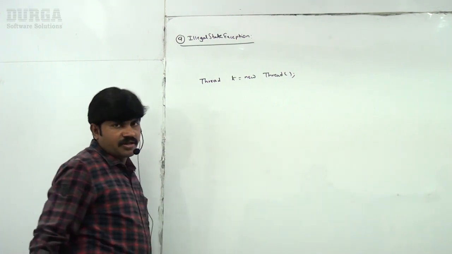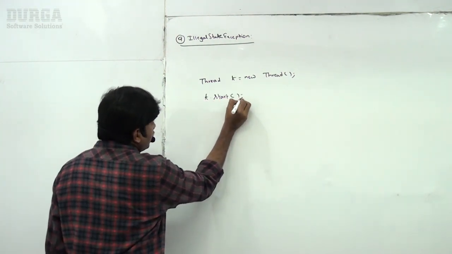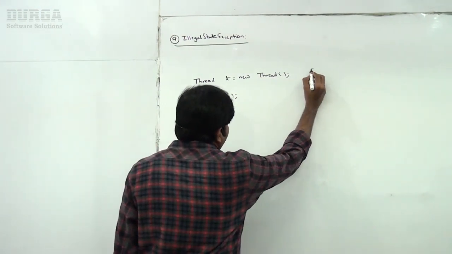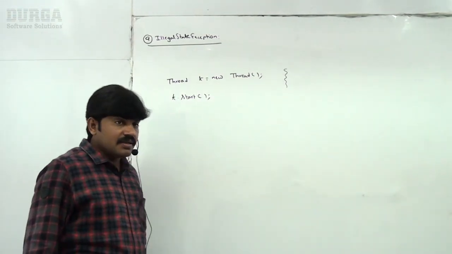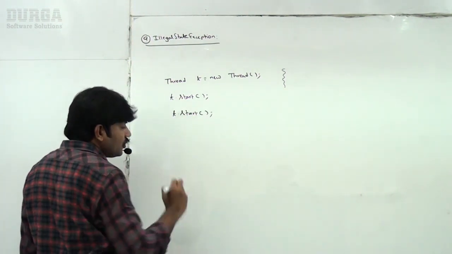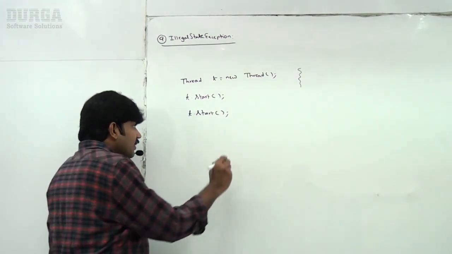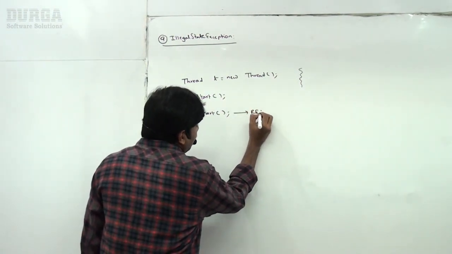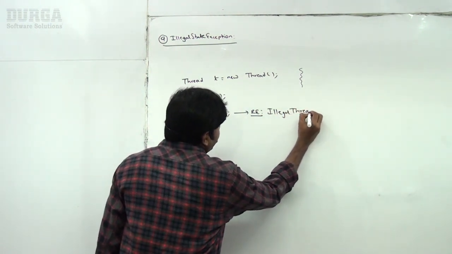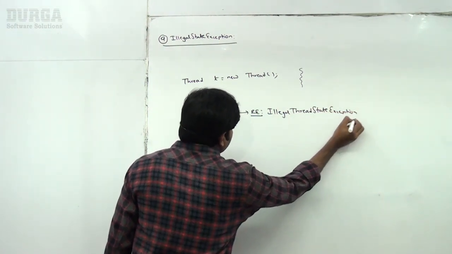A thread object got created. Now I'm trying to start, t.start(). Happily the thread started. Its life already started, sir. Again I'm trying to restart the same thread, t.start() again. Immediately we are going to get a runtime exception saying IllegalThreadStateException. Like this we are going to get.